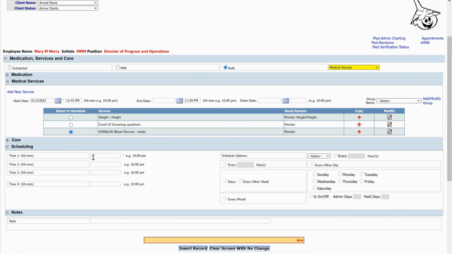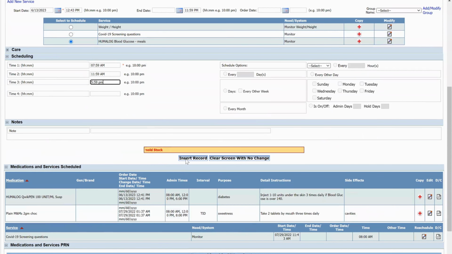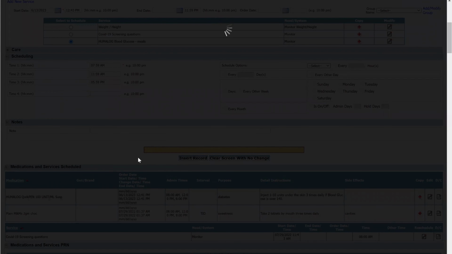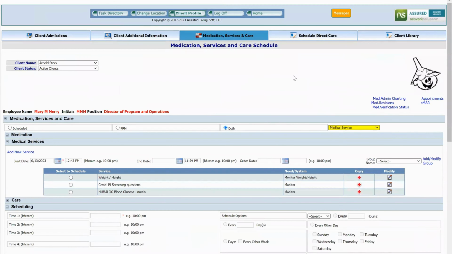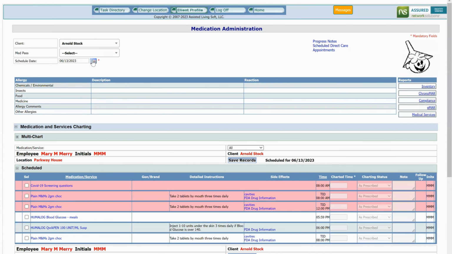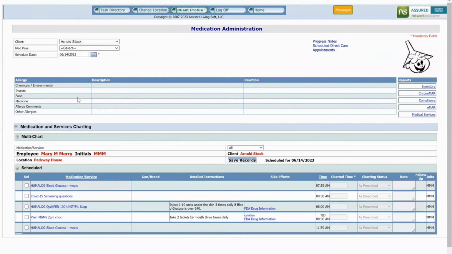So it's going to be a both. Humalog blood glucose, and then just to be safe, what I would do is I would say 7:59 a.m., 11:59 a.m. So we know for sure it's going to be just prior to the Humalog itself. And then I'm going to say 5:59 p.m. Okay, and I'm going to insert the record. Oops, and I did make it. Well, you know what? I'm going to go to the charting page. I didn't chart it. I didn't set it up for the whole day today. So we're going to look at tomorrow to see what we're going to get.